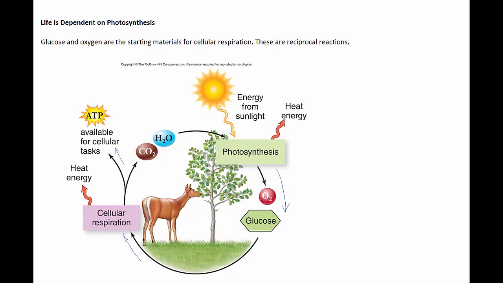And the byproduct of cellular respiration is carbon dioxide. Plants then use that carbon dioxide plus water for photosynthesis. So this occurs in a cycle, which is why they're considered as reciprocal reactions.